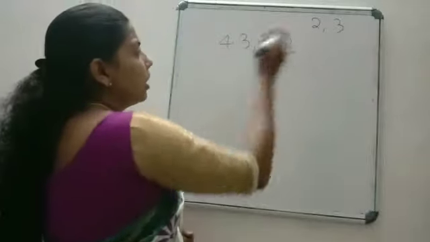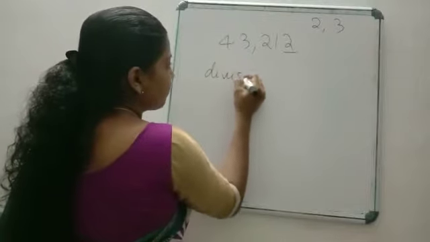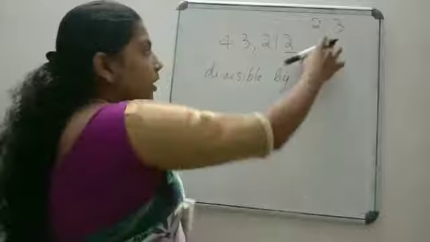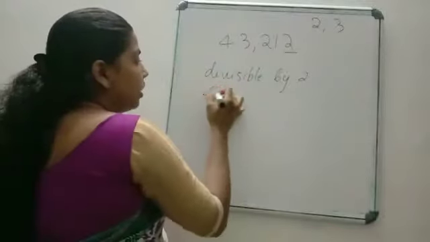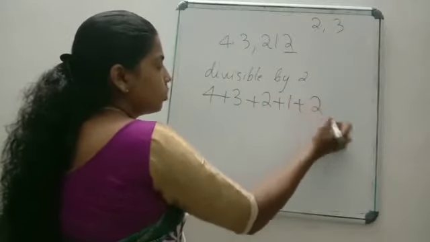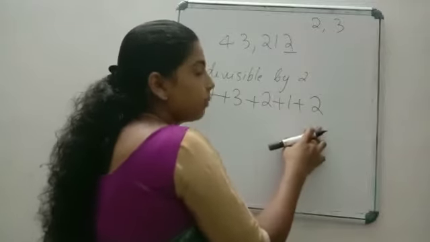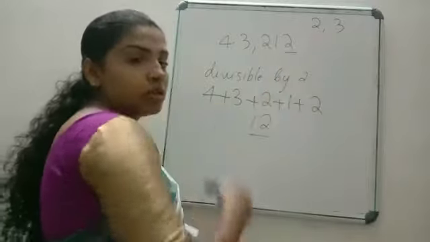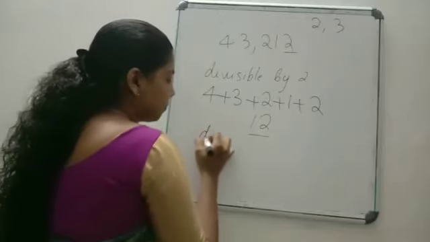Okay, now let us check that. So, it is divisible by 2. Now, let us check the divisibility by 3. For that, we have to take the sum of all the digits. That is 4 plus 3 plus 2 plus 1 plus 2. 4 plus 3, 7, 7 plus 2, 9, plus 1, 10, 10 plus 2, 12. And this 12 is divisible by 3. So, we can say that this number is also divisible by 3.